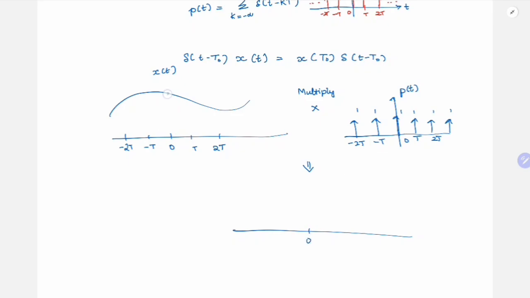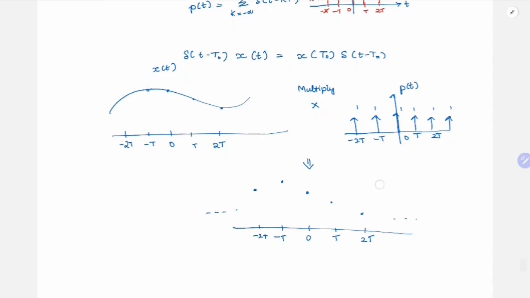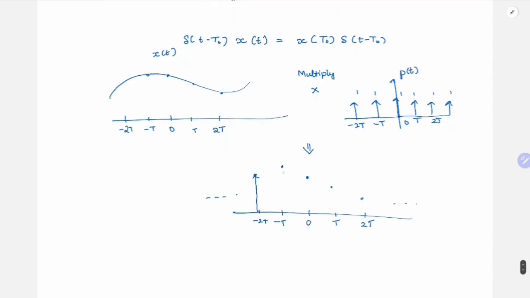So at 0 you will have this value. At T you will have this value. At 2T you will have this value. And similarly on the negative side you will have this value. You will have something like this, and it will continue. And you will also have impulses at these positions.